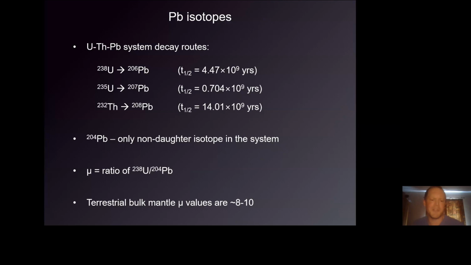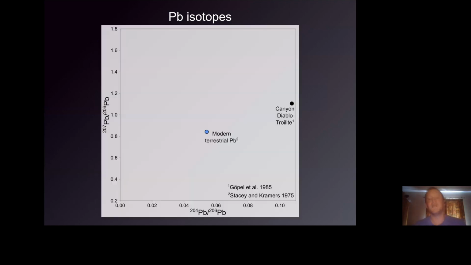Renault's done a nice job of introducing a lot of the lead isotope background, so I can whiz through this fairly quickly. I'm going to ignore the thorium to lead decay chain and focus on the two uranium to lead decay chains. Also bear in mind we have 204 lead, which is the only non-daughter isotope in the system. Similarly to Renault's talk, I'm going to spend a lot of time mentioning mu values, the uranium to lead ratio. For reference, terrestrial mantle doesn't often get much beyond a mu value of about 10. So what does that all mean?